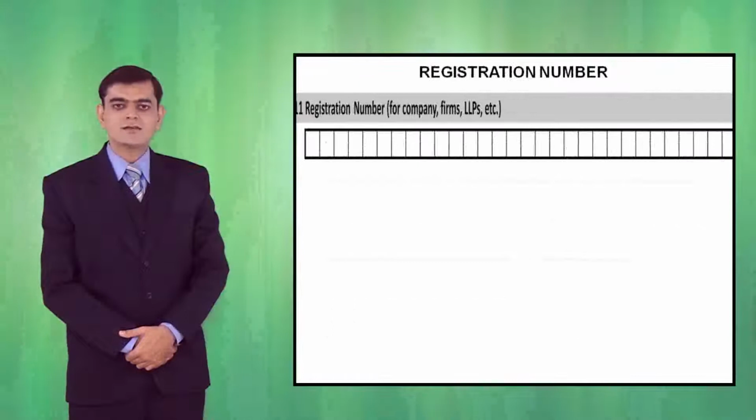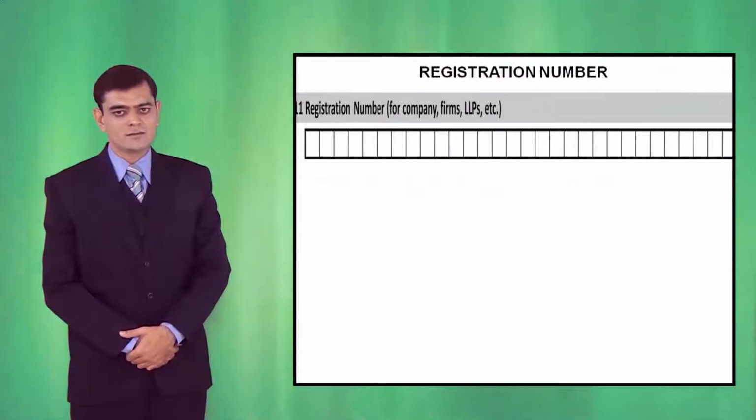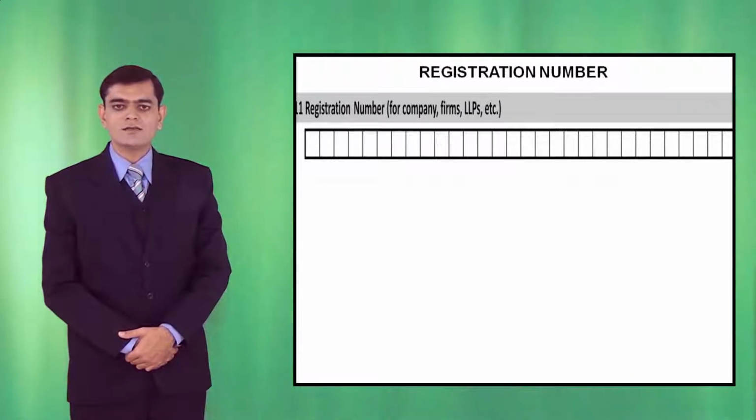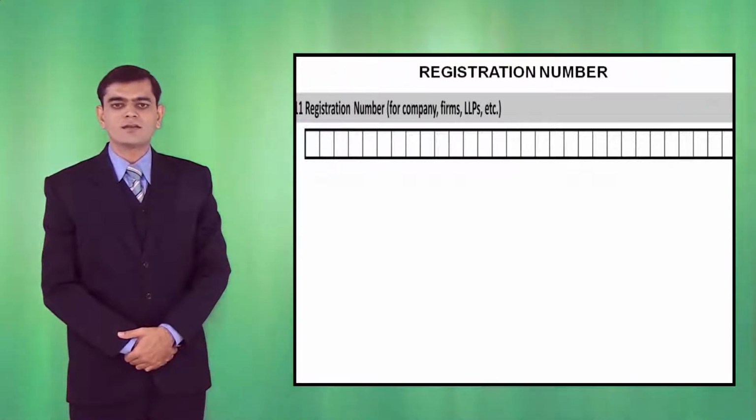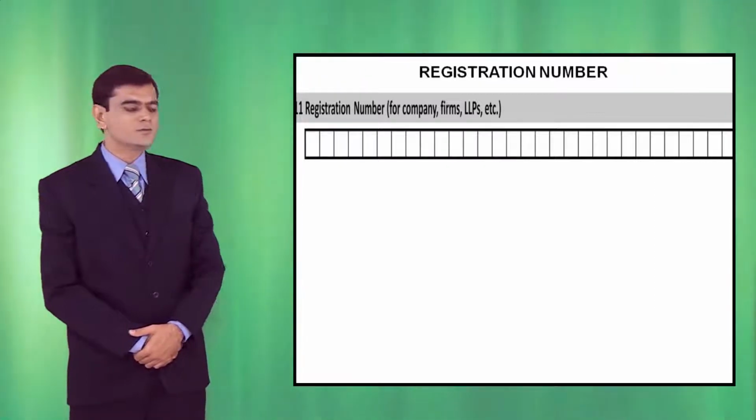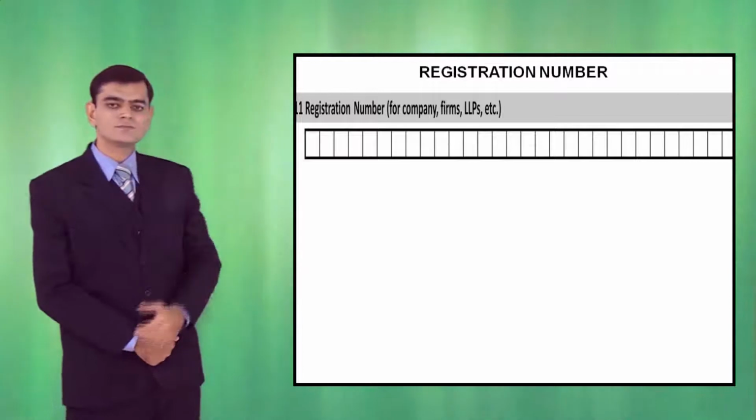The next field is the field for providing the registration number of the applicant. However, this field is to be left blank in case of an individual applicant. In our case, the applicant is an individual, hence we will leave this field blank.